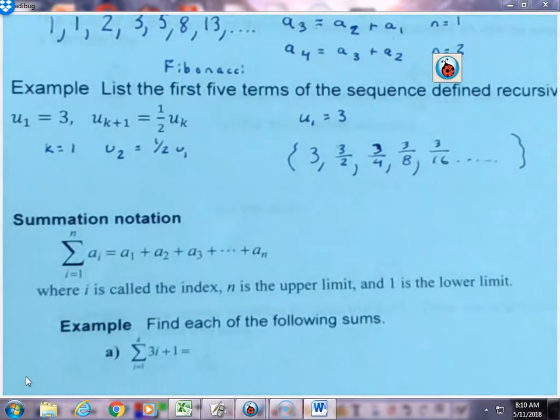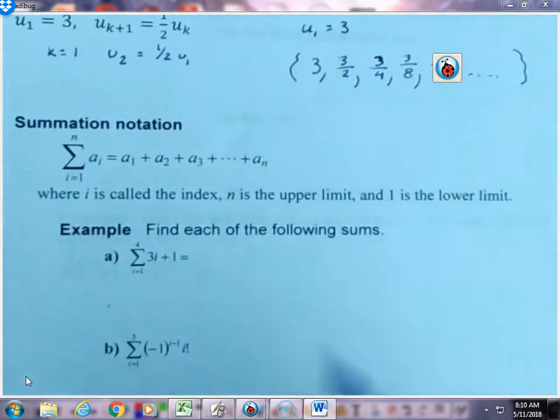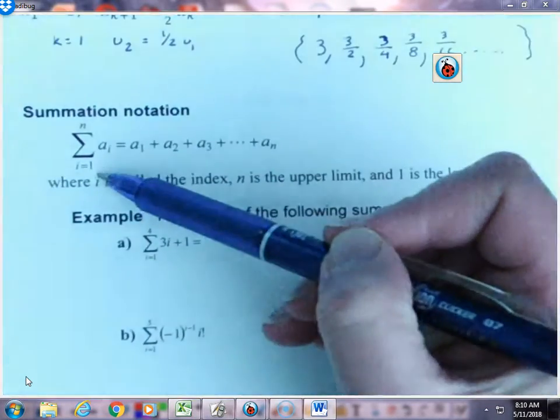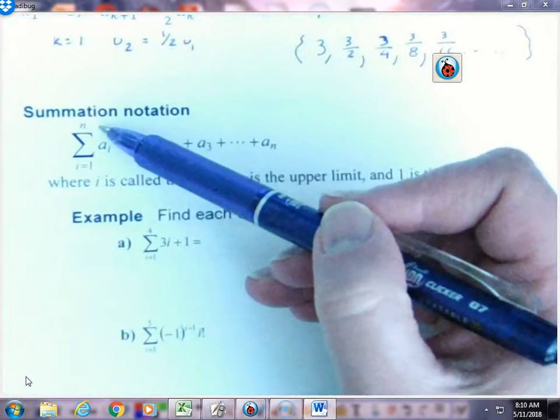They're going to define a sequence, so that's for this sequence. Does that make sense? And they give you a different formula to describe a different sequence. All right, so on this guy right here, the i is called the index, the 1 is the lower limit, the n is the upper limit.